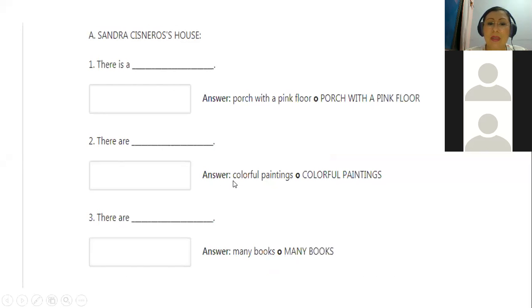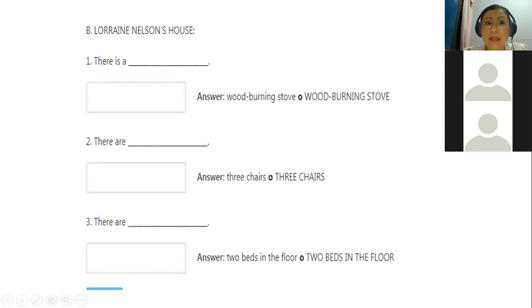There are the possible answers: colorful paintings, plural, right? There are colorful paintings, and you can write it with small letters or capital letters in this answer. In number three, it says there are many books, and you can write in small letters and also capital letters. For letter B, Lorraine Nelson's house, you can say there is, in the possible answer, a good burning stove, and you can write it again in small letters or in capital letters.